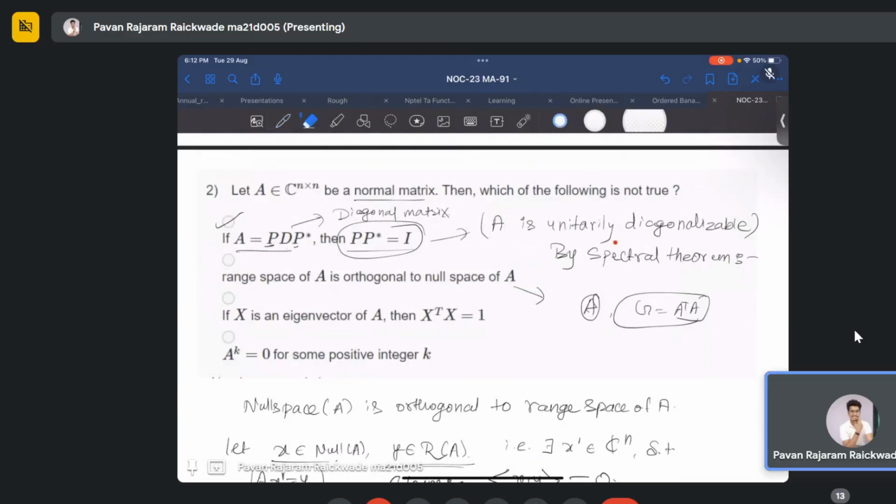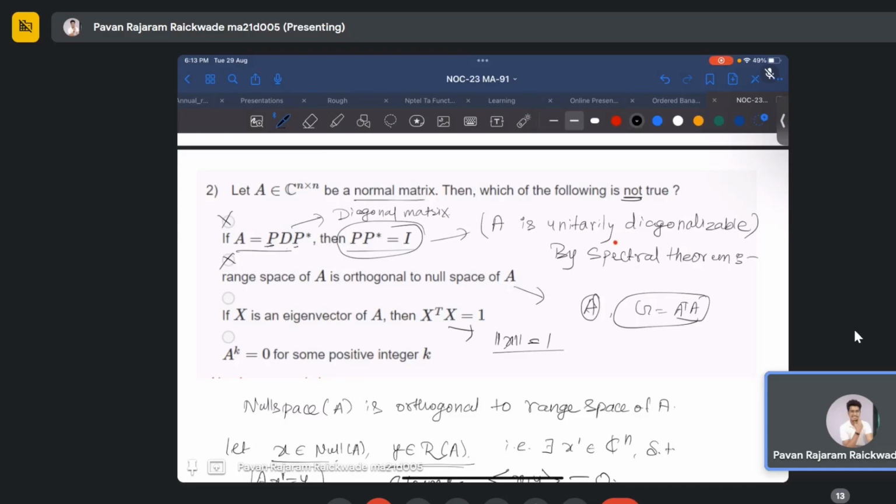Okay, this is the correct option. We want to tick the one which is not true. The second one is also a correct option, so for this question that's the wrong answer. Option C says if X is an eigenvector of A, then X transpose X is 1. This simply says norm of X is 1. This is not a good option. No, this is not true.